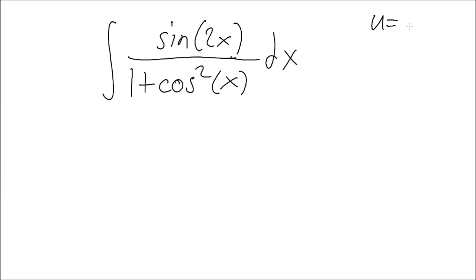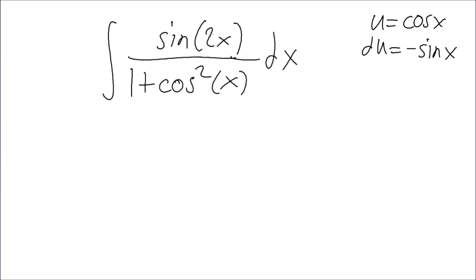Let u equal cosine of x with this help. But if we're going to make that substitution, we need a sine of x. Ignore the negative, because the negative is a constant, so we could deal with that later. But we need a sine of x, right?